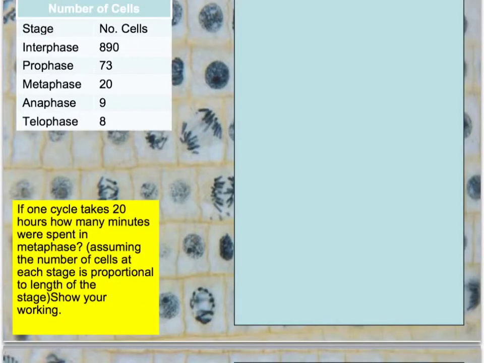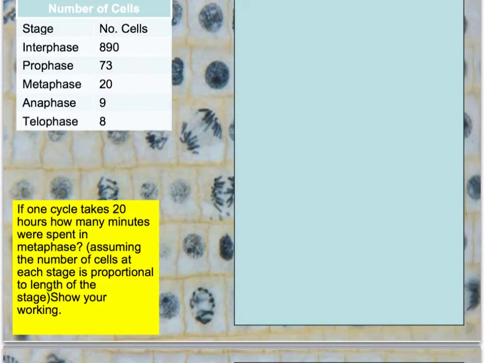Last questions that you might get asked. Here's some data. Somebody's been looking at maybe a root tip squash, looking at some cells and seeing the number of cells at each stage. And you can see in mitosis, interphase makes up the vast majority. Prophase 73, 20, 9 and 8 for the relative stages of mitosis. If one cycle, so one cell division, takes 20 hours in this organism or whatever we're looking at here, how many minutes would metaphase take?